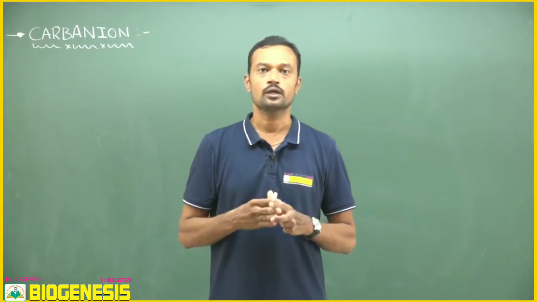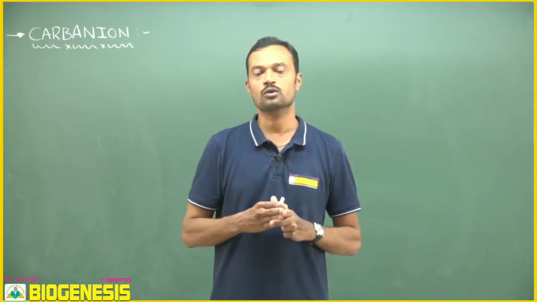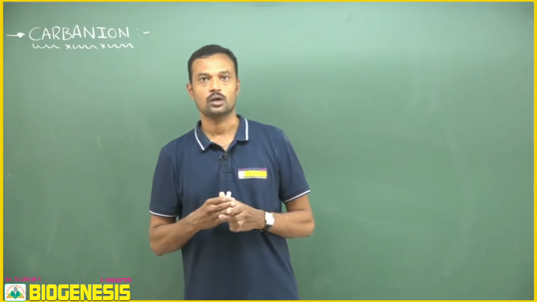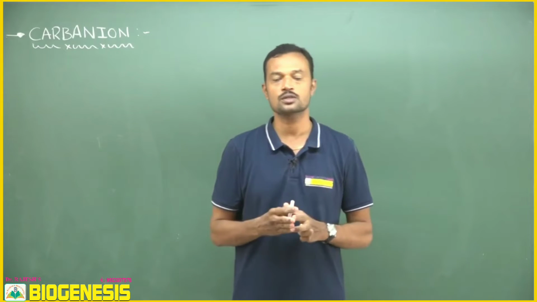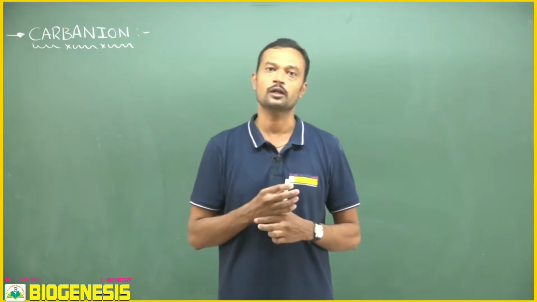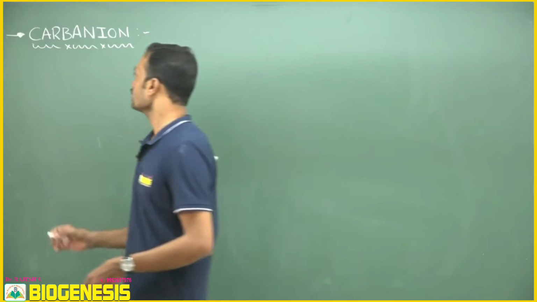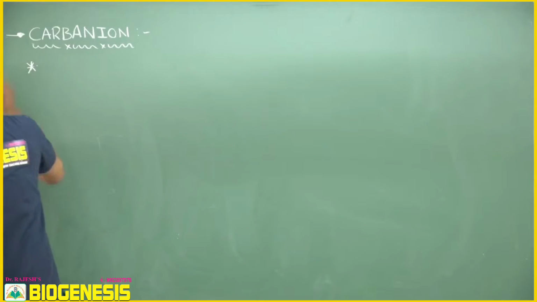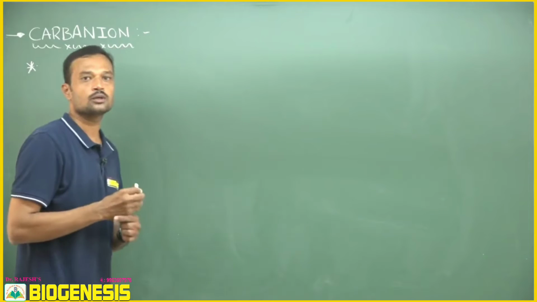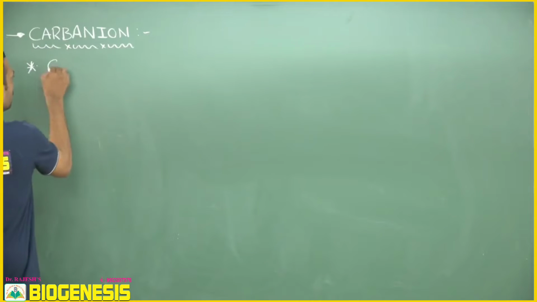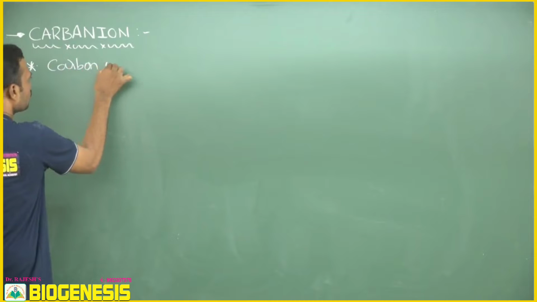Okay, so today in this video we are going to discuss one of the most important concepts, that is carbanion. Okay, which will play an important role in organic synthesis. It is one of the intermediates. So what is a carbanion and what are its general stability factors, we are going to discuss in this video. So carbanion is nothing but carbon with negative charge.